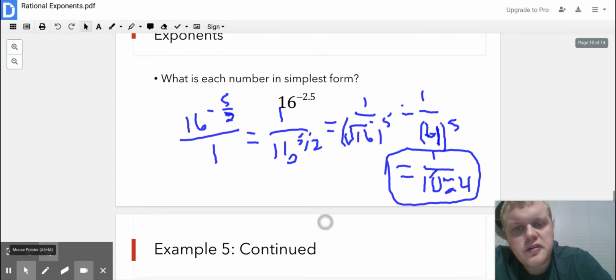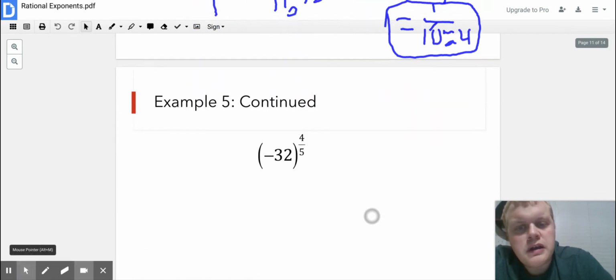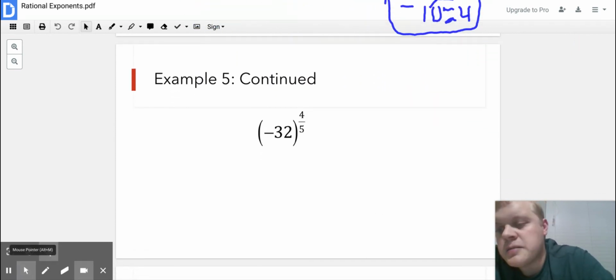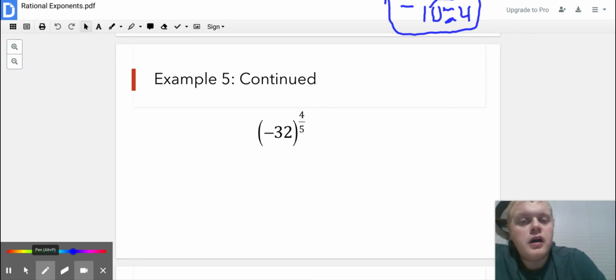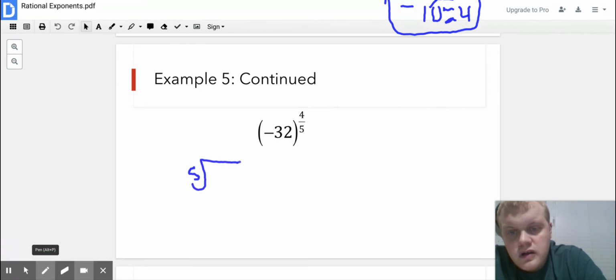Okay. We have another example here. So on this one here, my exponent here is not negative. It's already positive. So we don't have to rewrite this. And it's not a decimal, so we're already good there. So since that's all good, we're going to go ahead and rewrite this in radical form. So again, looking at our denominator here, that means we're going to have a 5th root here. So it's going to be the 5th root of -32, all of that to the 4th power.